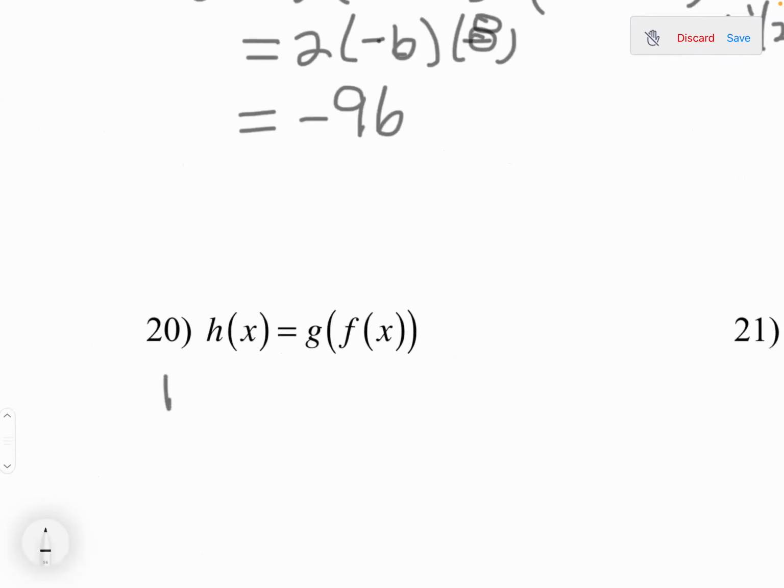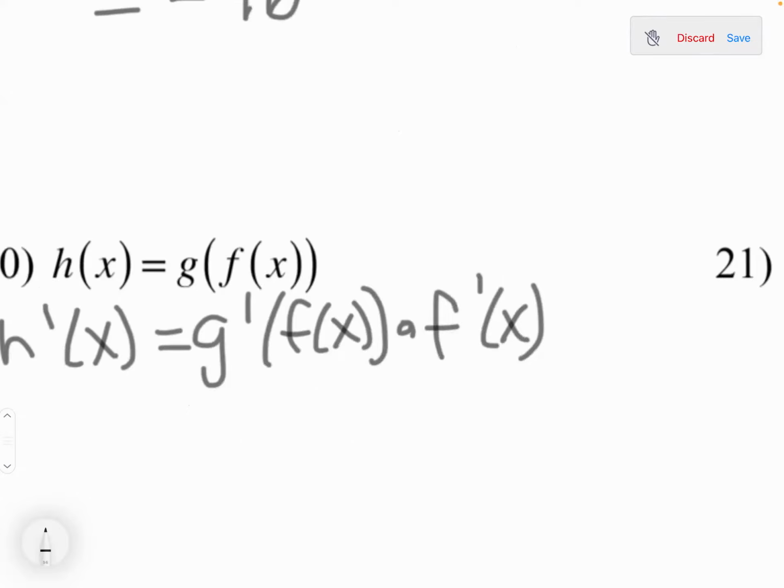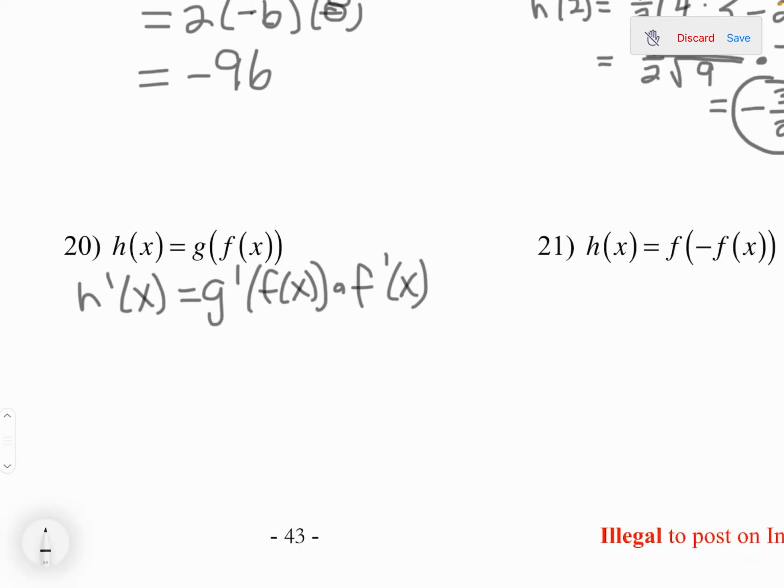Another problem, we just switched the g and the h. h prime of x is equal to g prime times f of x. We're not going to change the inside function. And then we're going to multiply by the derivative of the inside function. I'm assuming you can probably look this up on the chart to find h prime of 2. So I'm not going to do that.